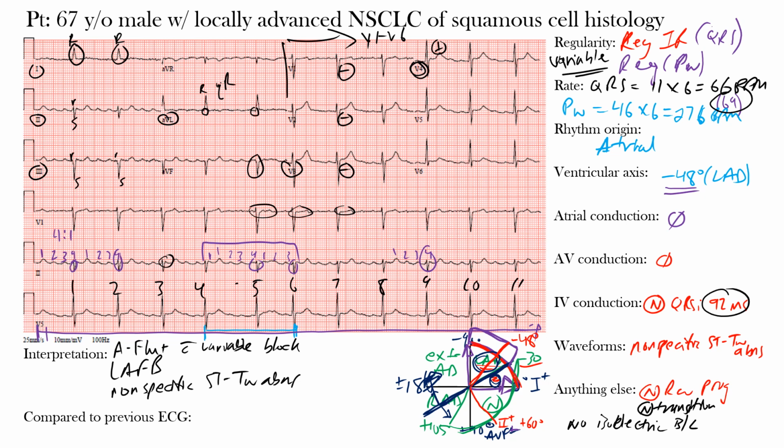So compared to the previous ECG, no significant changes to be aware of, okay. Now just a few words on atrial flutter, okay? So atrial flutter is a rapid, regular circulating pulse, okay, that's most often occurring in the right atrium, but can sometimes involve the left atrium, okay?